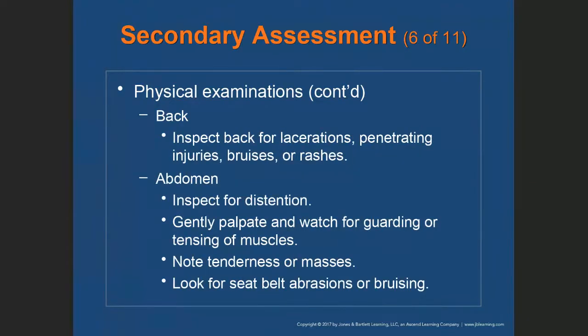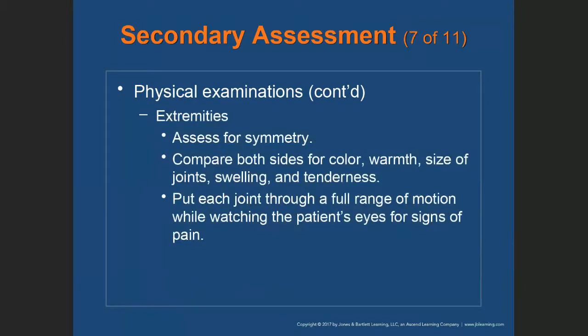For the back, inspect for lacerations, penetrating injuries, bruises or rashes. Abdomen, inspect for distension, gently palpate and watch for guarding or tensing of muscles. Note tenderness or masses. Look for seatbelt abrasions or bruising. For the extremities, assess for symmetry. Compare both sides for color, warmth, size of joint, swelling, and tenderness. Put each joint through a full range of motion while watching the patient's eyes for signs of pain.